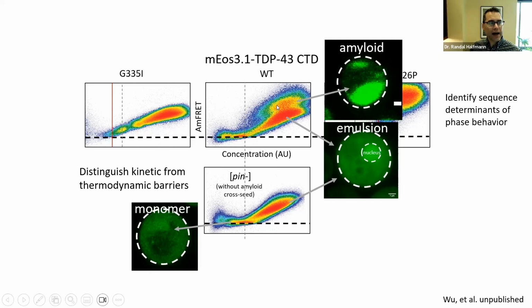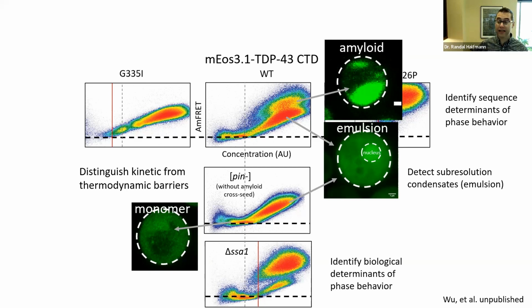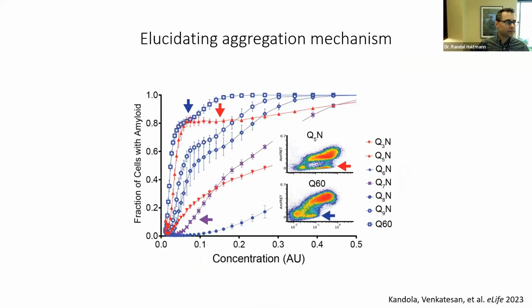And then if we look at this high FRET state, the super high FRET state, we can see the aggregates you would expect for amyloid. And so that tells us that you can use DAMFRET to detect sub-resolution phase behavior condensates. You can also detect biological factors. So in this case, we knocked out an HSP70 in yeast, and when we do that, we shift the phase boundary right, and we simultaneously increase or accelerate the nucleation of condensates to amyloid. And so that's as expected. And so we can use this then to identify biological determinants of phase behavior.